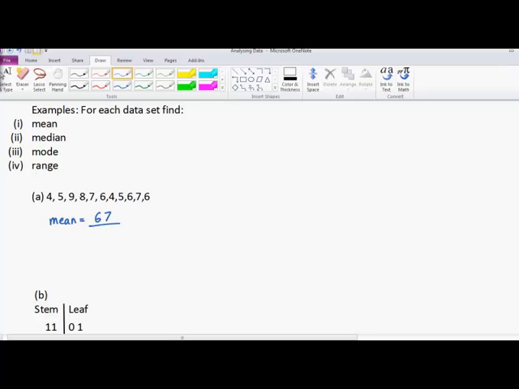So 1, 2, 3, 4, 5, 6, 7, 8, 9, 10, 11, 11 scores. Alright, so 67 divided by 11 and we get 6.09. If I round that to one decimal place, 6.1 is my mean. Alright, so just remember that to find mean, it's the total of all scores divided by the number of scores.